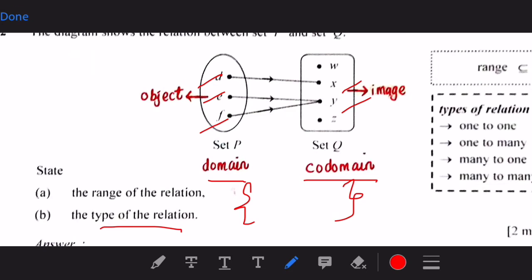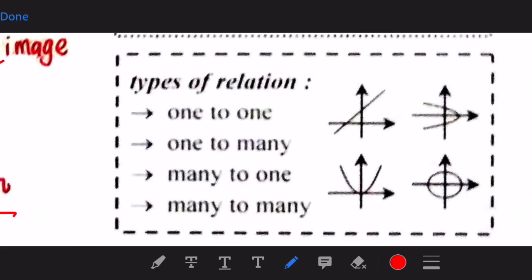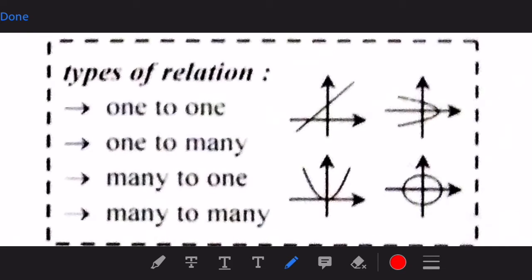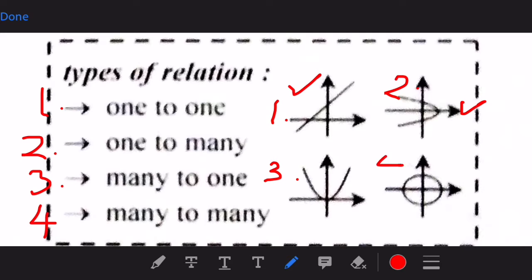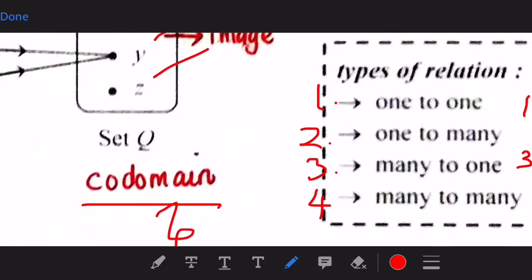Type of relation means it belongs to one to one, or one to many, or many to one, or many to many. So if it is one to one, it will be something like this, right? One to many, many to one. This is number 1, one to one. This is number 2, one to many. And this is many to one. And then the fourth one is many to many. Please remember the types of relation.